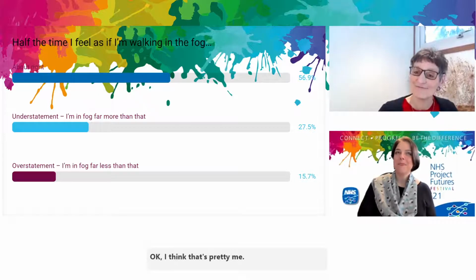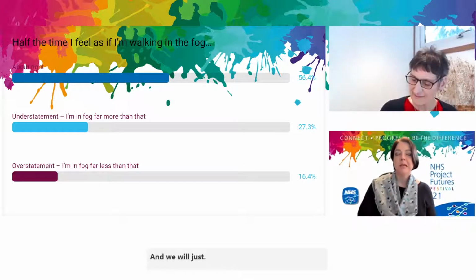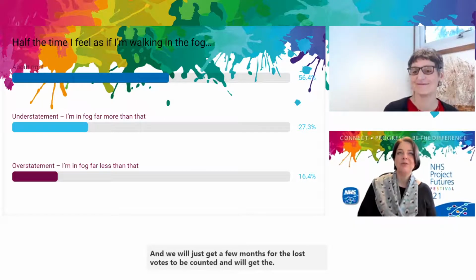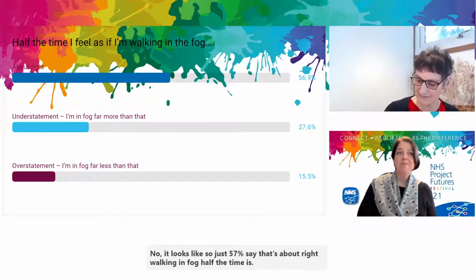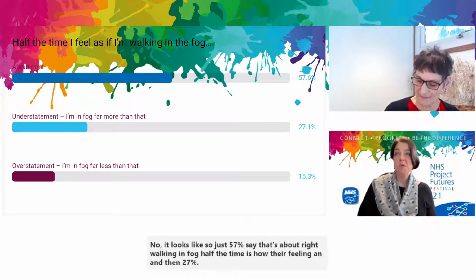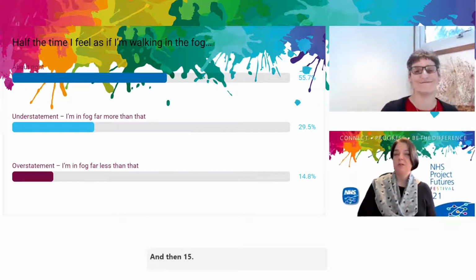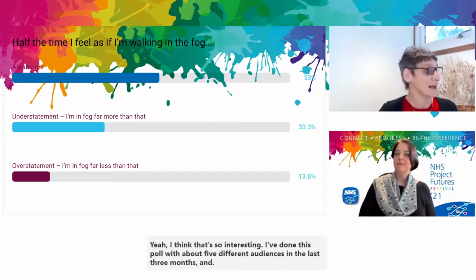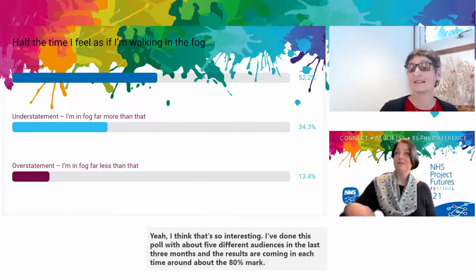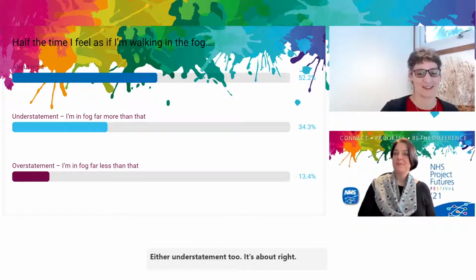So you're closing the poll there, are you, Joe? So yes, just close the poll now, and we will just get a few moments for the last votes to be counted, and we'll get the final scores up on the screen. So it looks like 57% say that's about right. Walking in fog half the time is how they're feeling. And then 27% in terms of understatement, it's more foggy than that. And then 15%, it's an overstatement, doing okay. Yeah, I think that's so interesting. I've done this poll with about 5 different audiences in the last 3 months. And the results are coming in each time around about the 80% mark, for either an understatement or about right. So no different. And it tells me something about how things have changed, I think, since I published the book a couple of years ago.